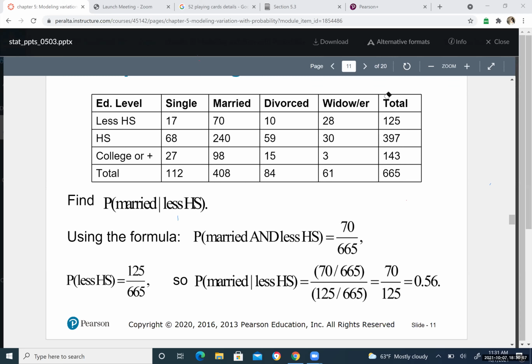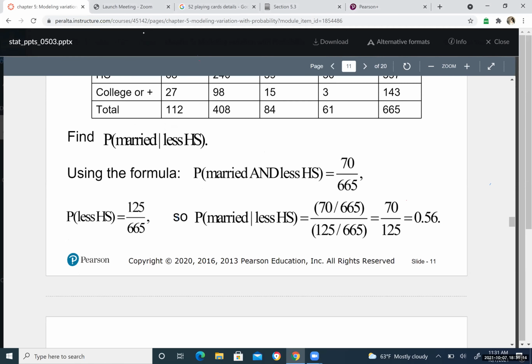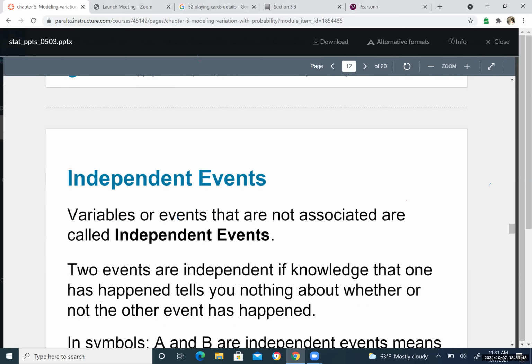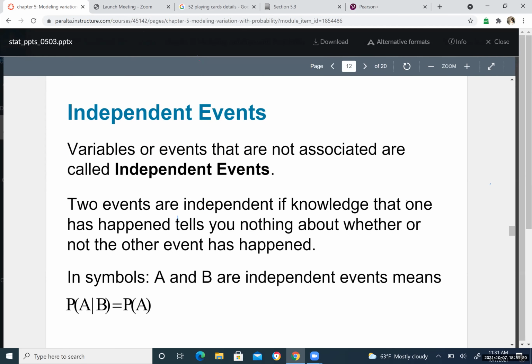So here you try to find separately the probability of marriage and less than high school. What is it? And the probability of each, and then you combine them and you divide and you get the same value. You can check that out at home, okay? So now we're talking about independent events.